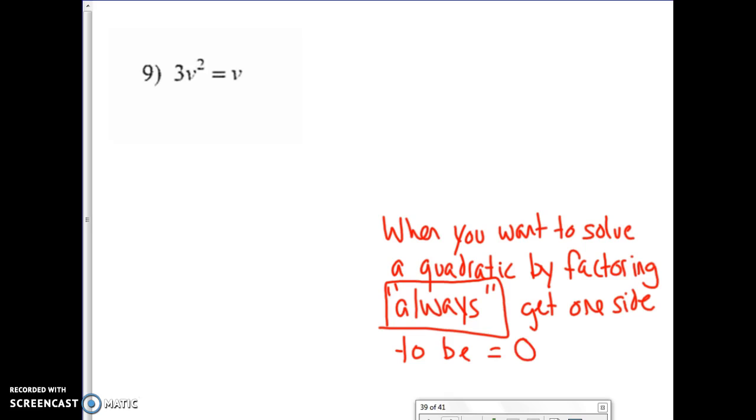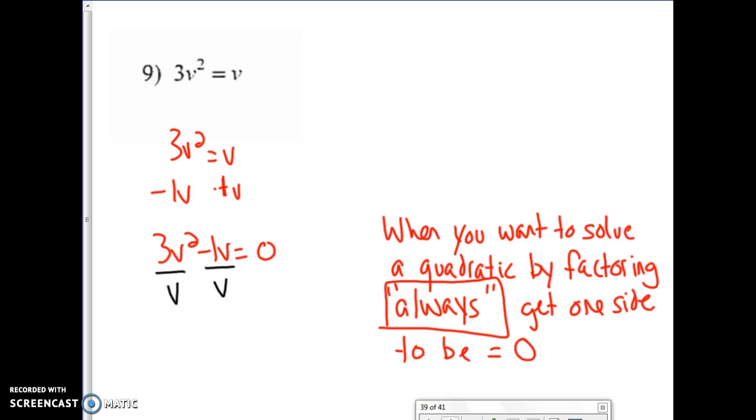So when I look at this question right here, I need to get one side to be 0. So I have 3v squared equals v. It's easier for me just to bring the v over here, so I'm going to subtract 1v from both sides. When I do that, I get 3v squared minus 1v equals 0. There's no constant term, so the only way I could factor this is by dividing out the greatest common factor. The greatest common factor was v, so I get v times 3v minus 1.